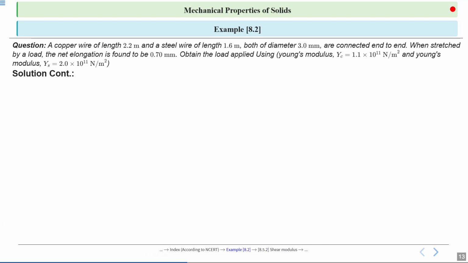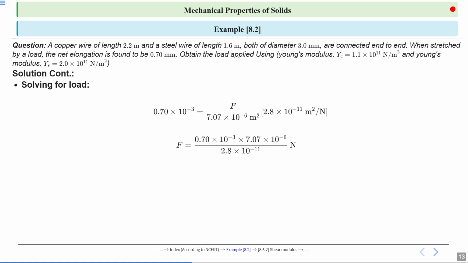Now let's set up our equation to solve for the load. Here we relate the total elongation, which is 0.70 millimeters, to the force applied. The formula connects the force F, the cross-sectional area of the wires, and the combined effect of both materials' Young's moduli.